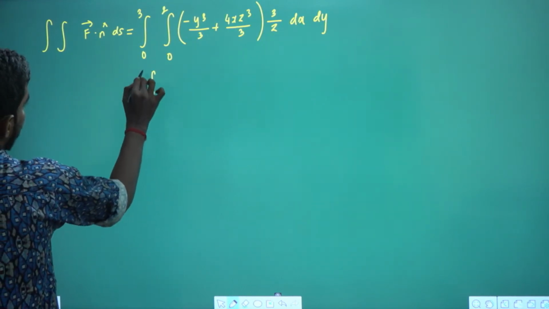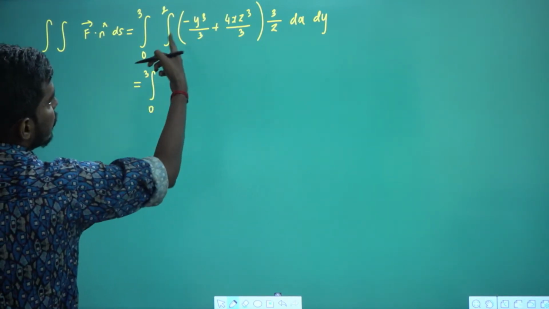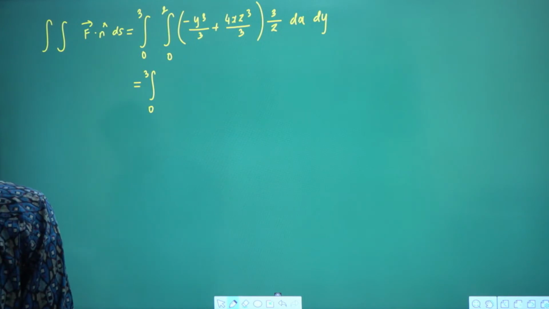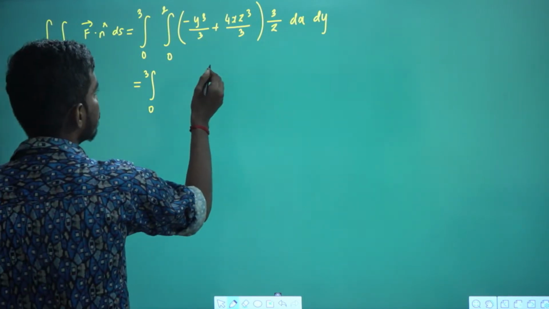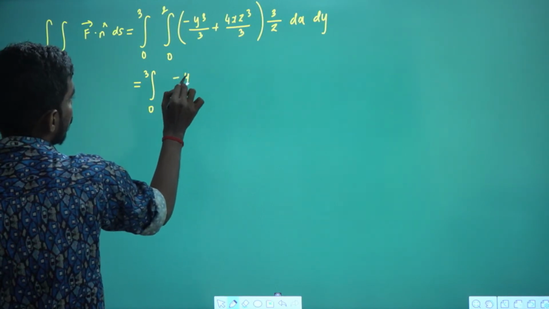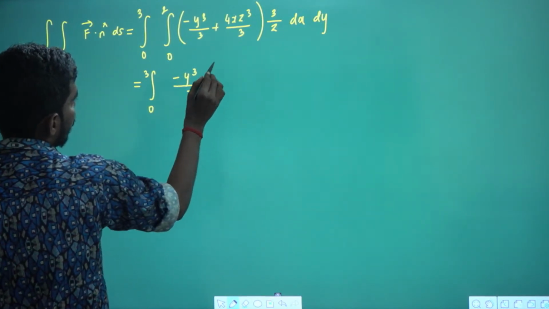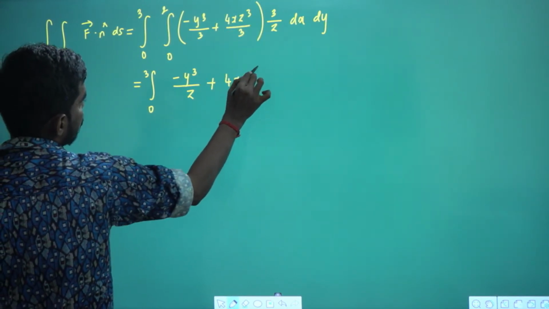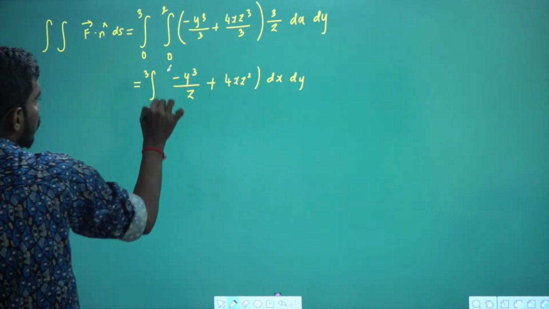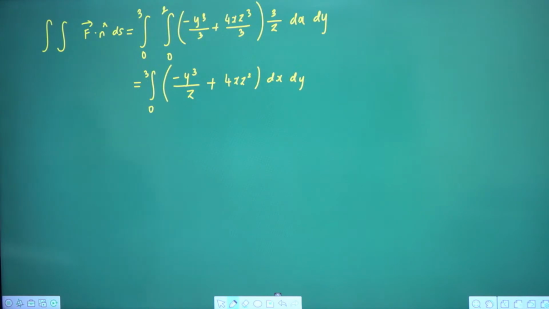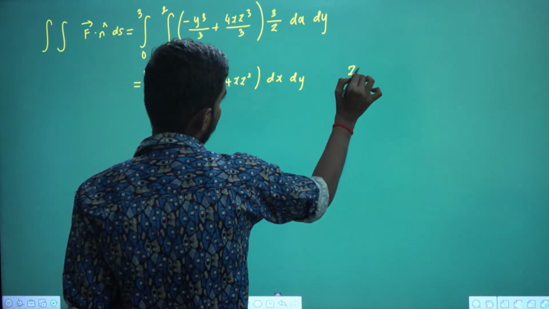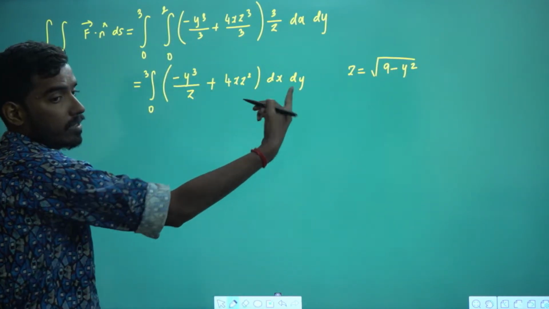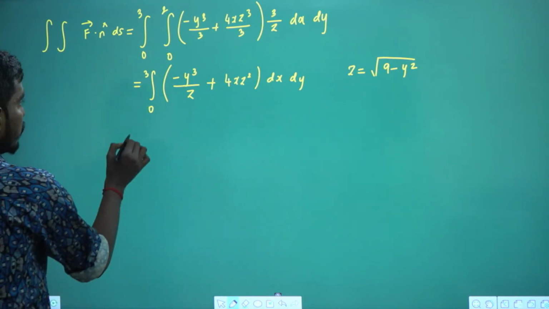So this will be integration from 0 to 3. We multiply this z here. See, we should have dx dy, right? Okay, let me multiply this z. This 3 will get cancelled. So you will have minus y cube by z. Again, this 3 will get cancelled, z will get cancelled, and we'll have 4x z square dx dy. So minus y cube by z plus 4x z square. And we know z is root of 9 minus y square, right? Because we should not have x z here, the variables should only be in terms of x and y.